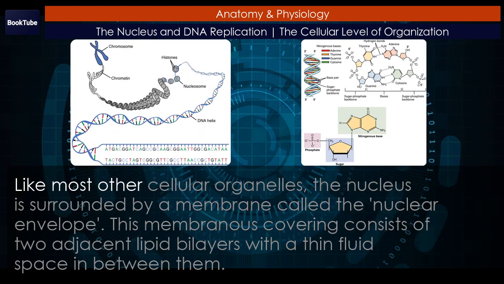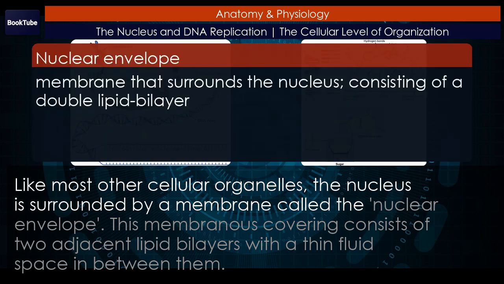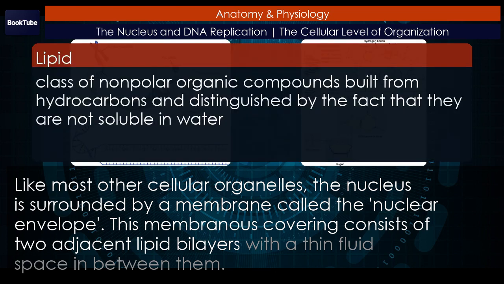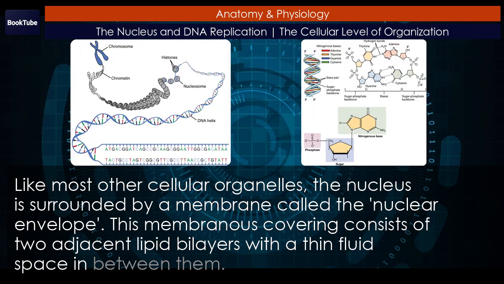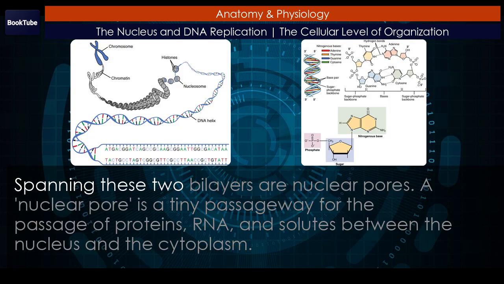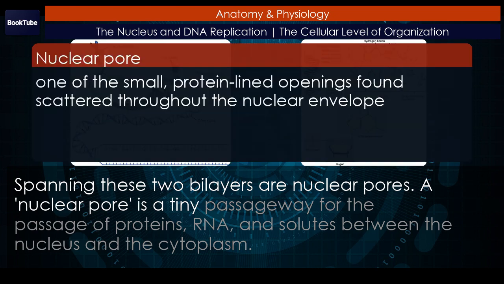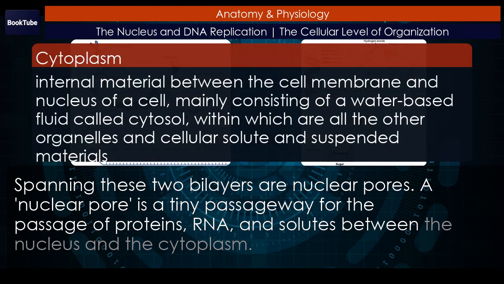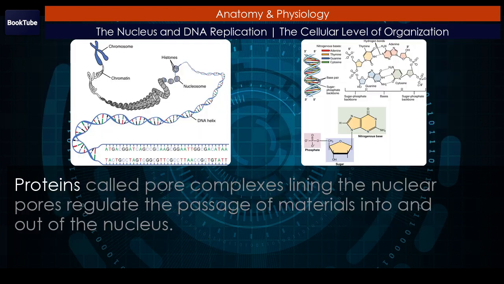Like most other cellular organelles, the nucleus is surrounded by a membrane called the nuclear envelope. This membranous covering consists of two adjacent lipid bilayers with a thin fluid space in between them. Spanning these two bilayers are nuclear pores. A nuclear pore is a tiny passageway for the passage of proteins, RNA, and solutes between the nucleus and the cytoplasm. Proteins called pore complexes lining the nuclear pores regulate the passage of materials into and out of the nucleus.